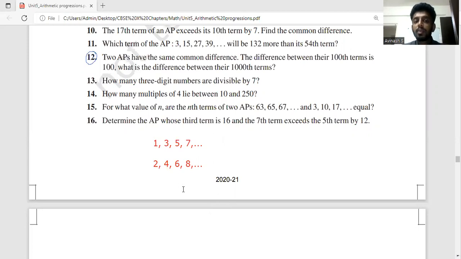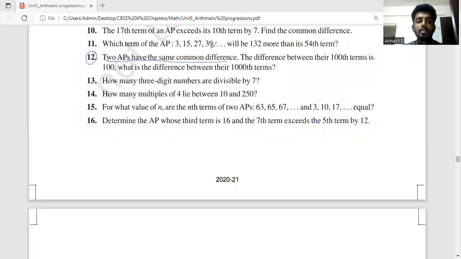Just by considering these two APs, it's very evident that the first term is different. The first term is 1 in the first AP and 2 in the second AP. But the common difference is the same. As you can see, the common difference is 2 in both cases. So there can be two different APs, but they can have the same common difference. And this is what is given in the question. Two APs have the same common difference.